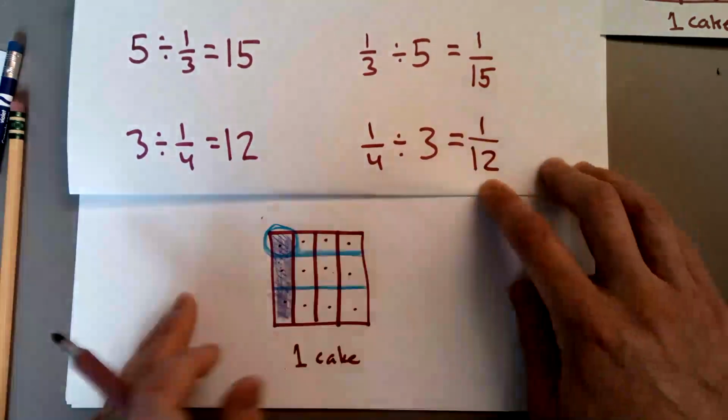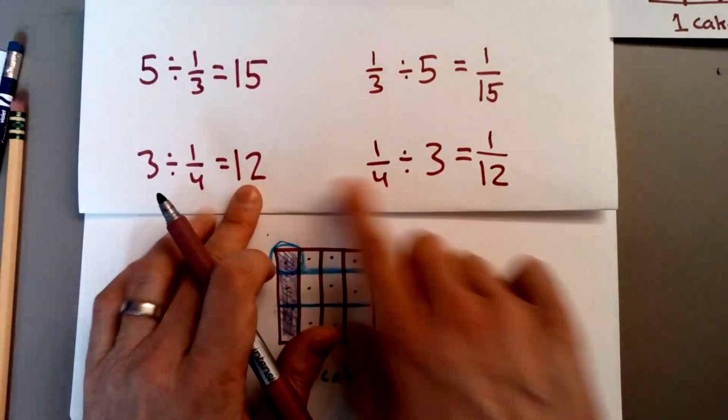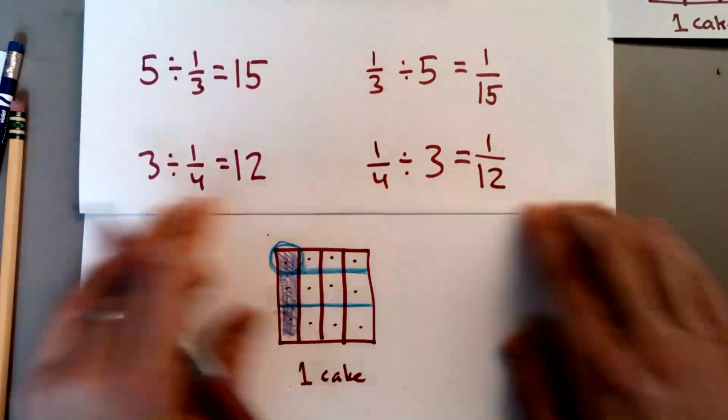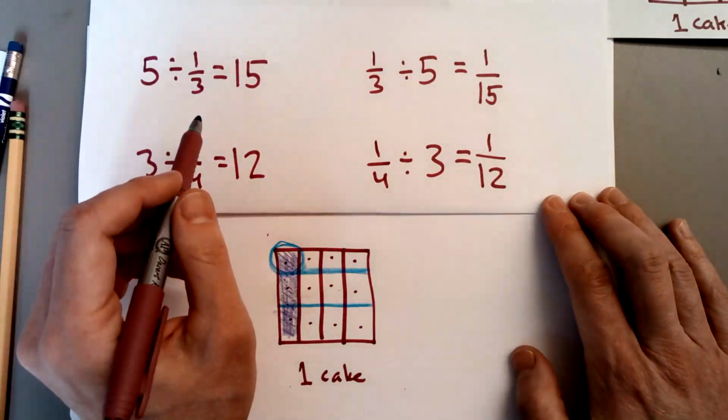1/12. Did you say 1/12? Do you follow the pattern? 3 times 4 is 12, so 4 times 3 is 12. Well, there you go. That's how you can divide with fractions.